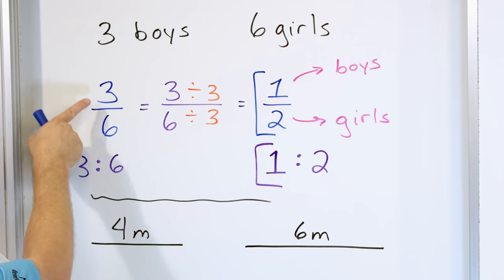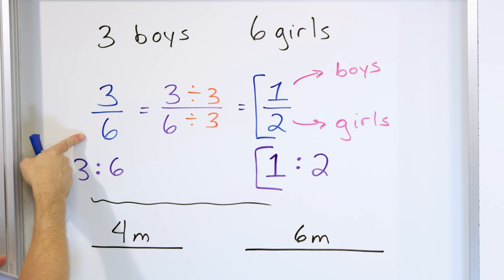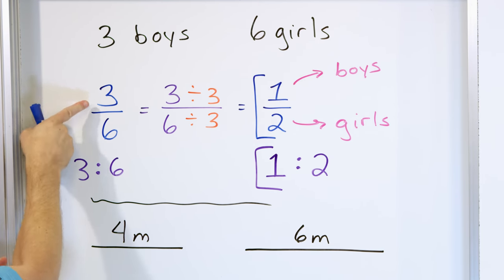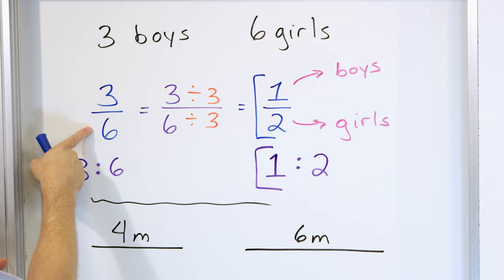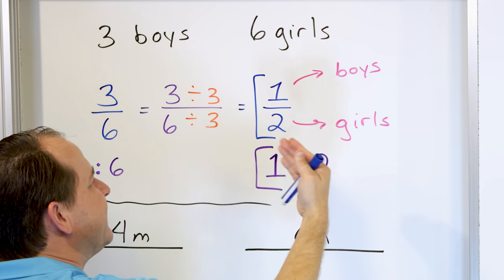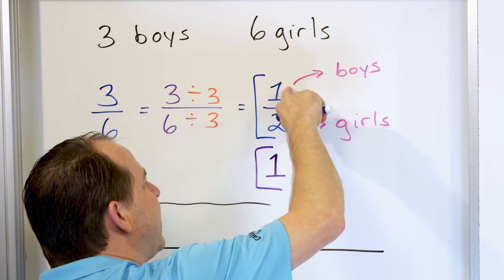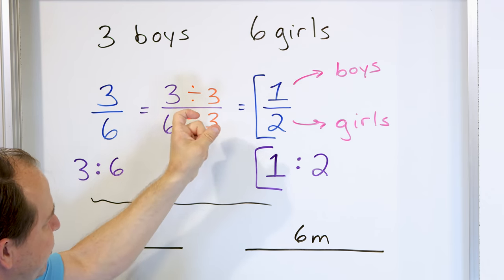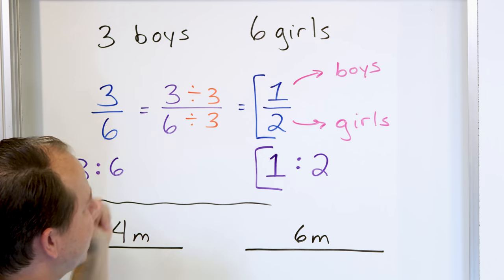In this case, there's exactly double the amount of girls as there is boys. Notice if we have three boys and six girls, then we always have two times the number of girls. Notice here, 1 to 2 is exactly the same relationship. We always have double the amount of girls as boys, but this is the most simple way of expressing this relationship, that we always have double the amount of girls.